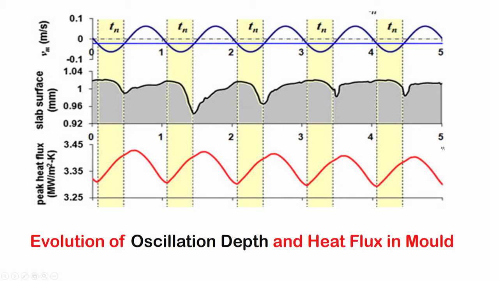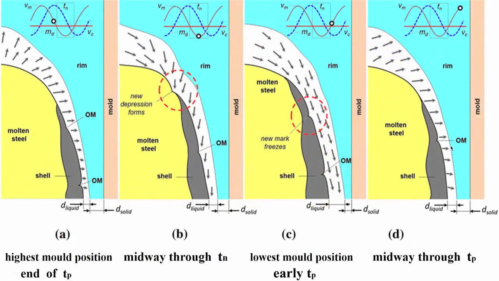So, now let us see how oscillation marks are forming. This picture will make it more clear. At different cycle positions of the mould oscillation, it has been shown. So, what is happening? Just look at it. Here you can see the oscillation. This one is the mould velocity, this one is the mould displacement. So, there is a phase lag of 90 degrees as I have told you. Now let us look at a position somewhere here.